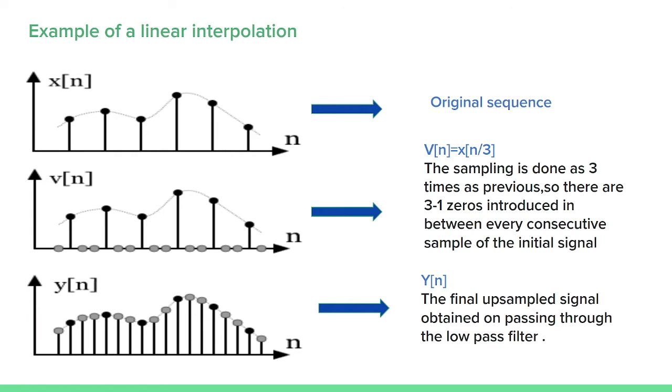So let us have a look into linear interpolation. This over here is the original sequence. Now v of n is the upsampled sequence of x, where x is sampled by 3 times, and so we have introduced two zeros in between every consecutive sample. Now this whole signal is passed into a low pass filter and reconstructed back, and that is how we get the smoothened function of v of n. The discontinuities are removed over here and we have approximated their values.